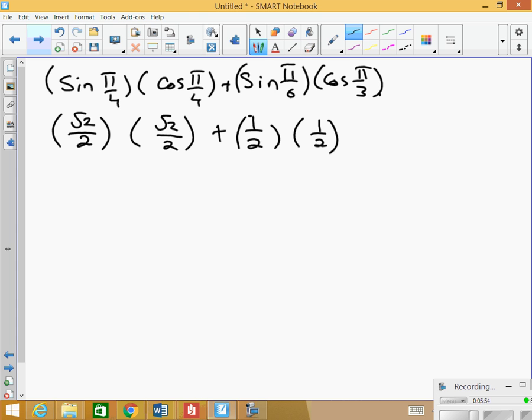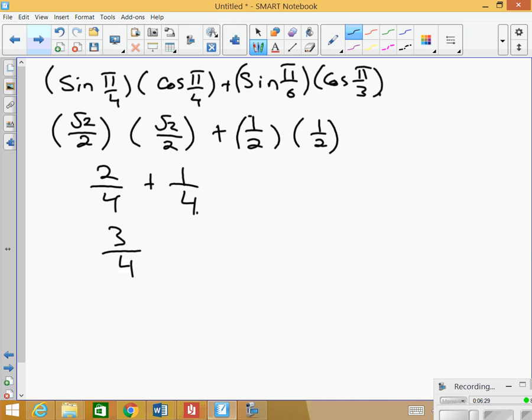Root 2 times root 2 is going to be 2. 2 times 2 is 4. 1 half times 1 half is 1 over 4. So 2 over 4 plus 1 over 4 gives me 3 over 4 as my answer. These are helpful in that they can give us a definitive answer very quickly, especially since we're now using radians. Pi radians is equal to 180 degrees, so it helps us get our minds around this a little easier.